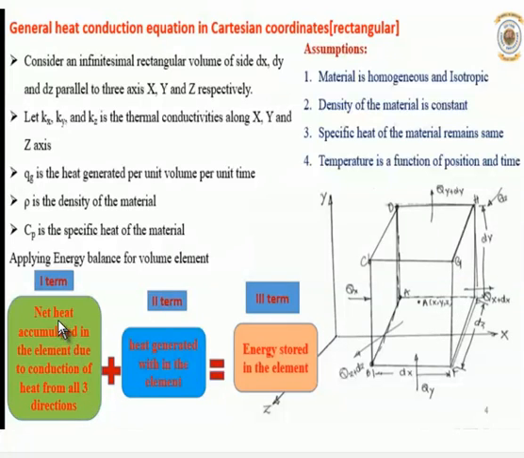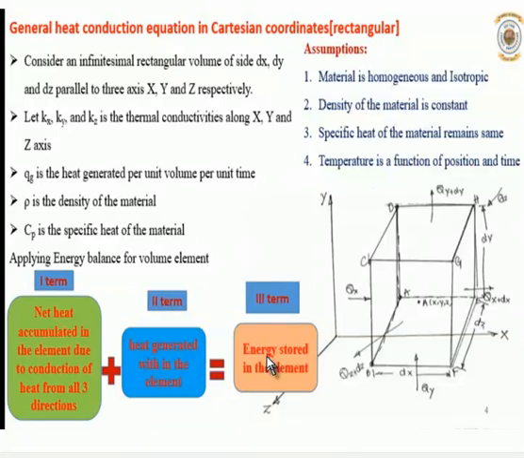That is our first term, plus the heat generated within the element. The first term is when heat is flowing in through this volume, so some amount of heat is stored here. The second term is the heat generated within the element: if there is a heat-generating source present in this element, then that is our second term, the heat generated within the element. We have to consider it as the second term.